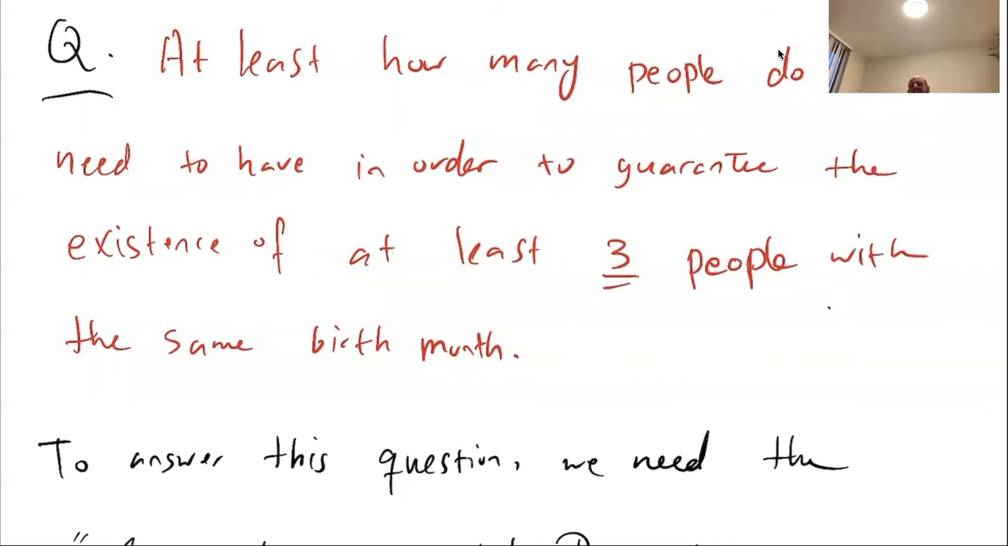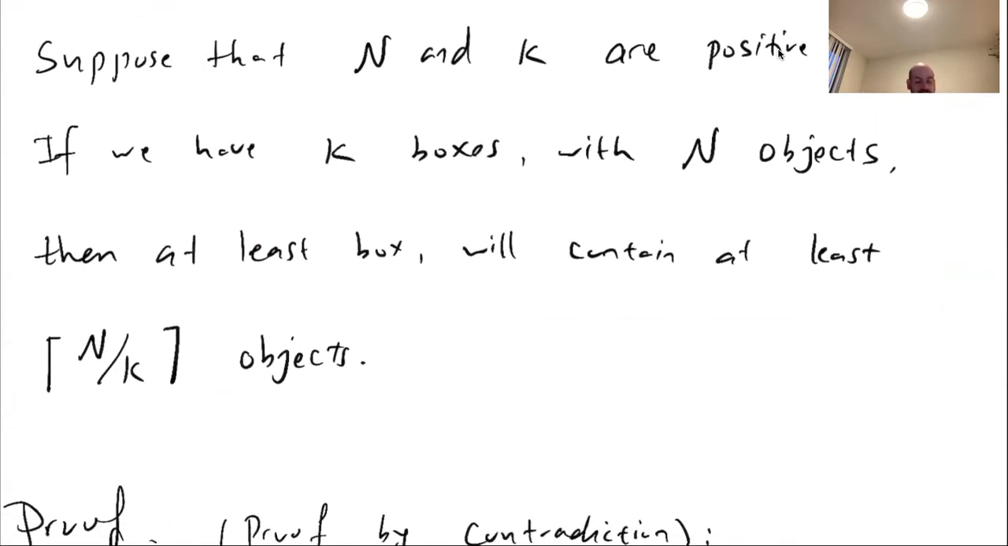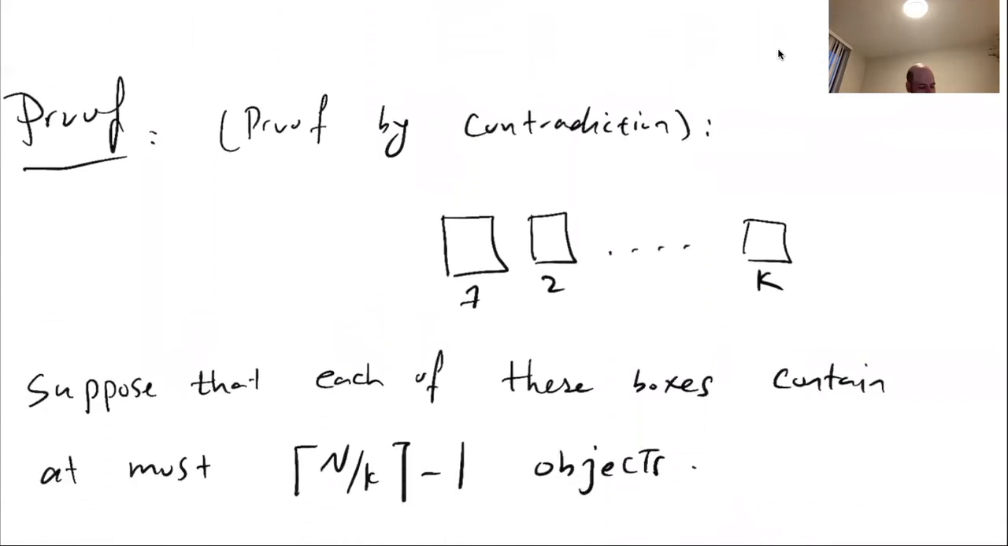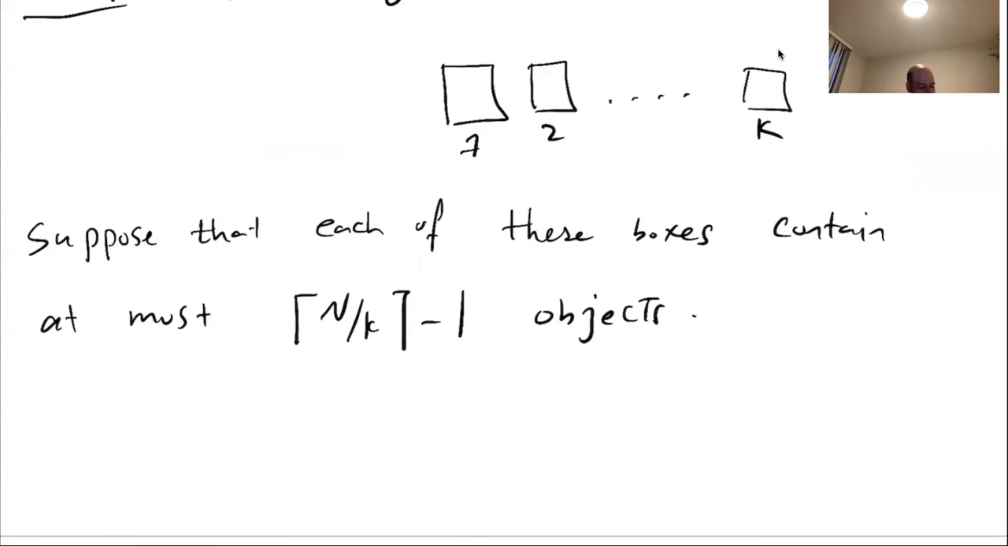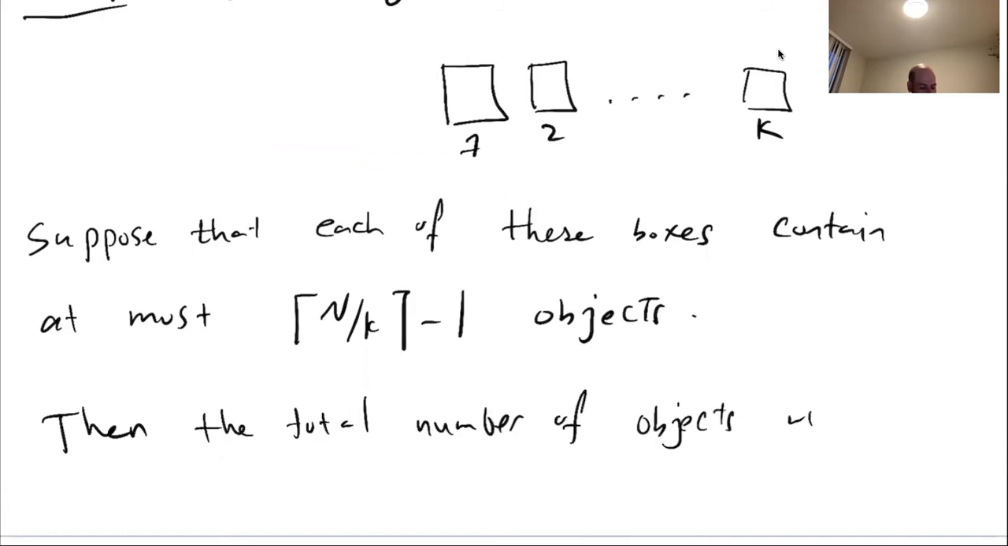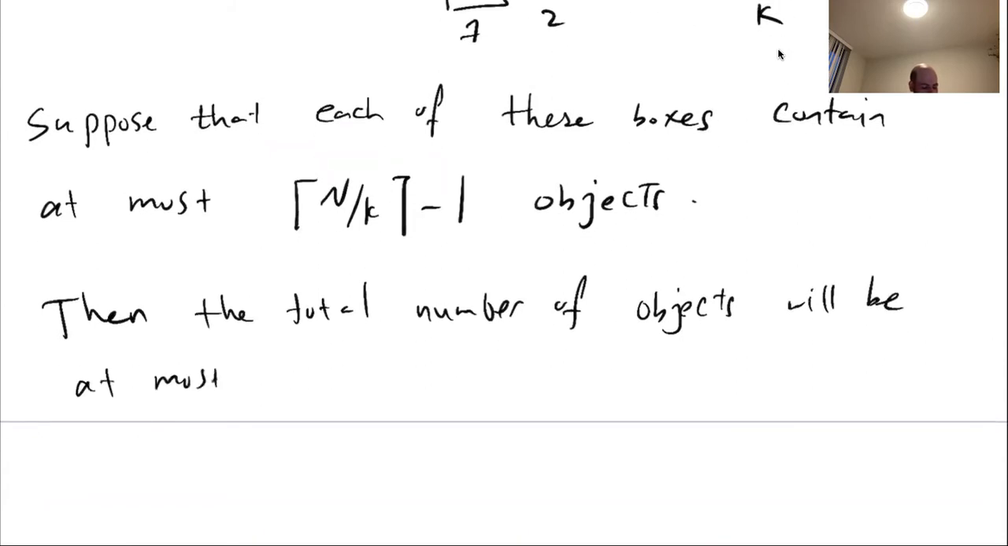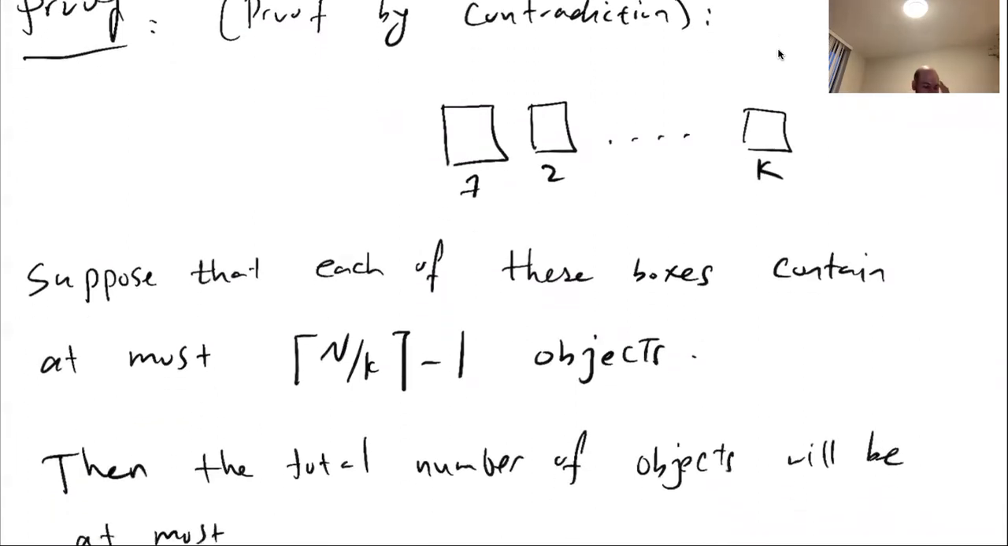motivate where this number ceiling n over k is coming from, because in the case that we had 3 people, we want to have at least 3 people. In the case of having 12 boxes, then we need 25 objects, which is ceiling of 25 over 12. So we could get the idea or make a guess from that example that the number here must be ceiling n over k. So suppose that each of these boxes will contain at most this many objects, then the total number of objects will be at most, how much? Each of these k boxes contains at most this number L minus 1, or ceiling n over k minus 1 objects. Each of them.